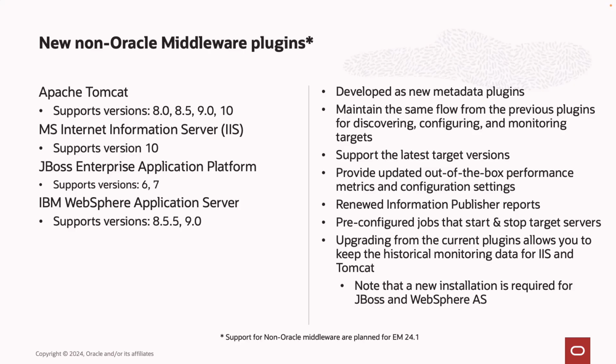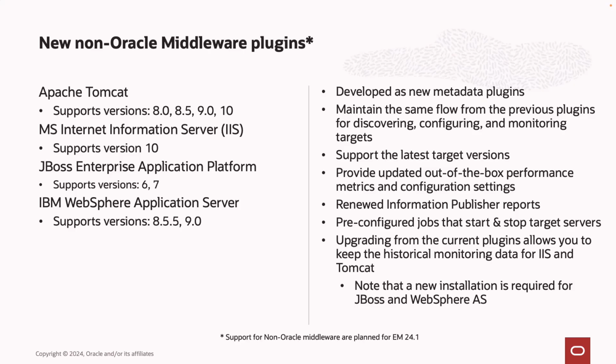And if you currently have existing IIS and Tomcat targets in Enterprise Manager 13.5, you can upgrade them to the new plugins in Enterprise Manager 24.1 while keeping the historical metric data of those targets. Please note, however, the upgrade is not supported for the JBoss and WebSphere plugins.